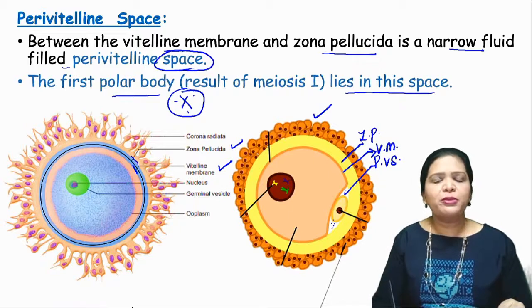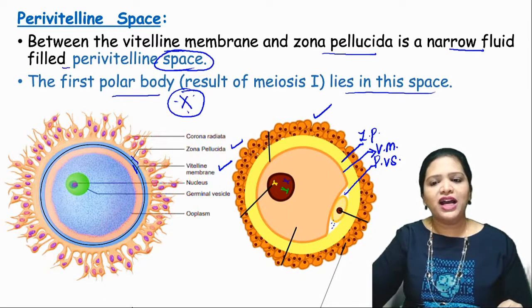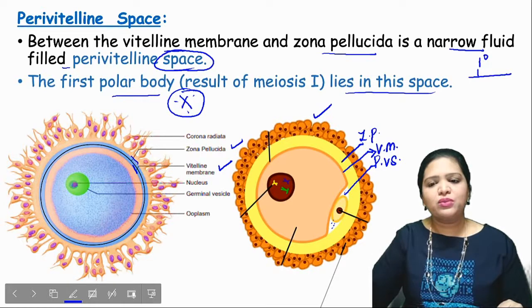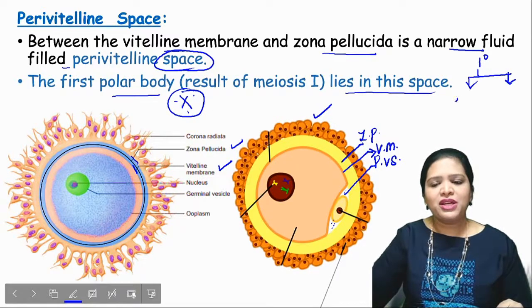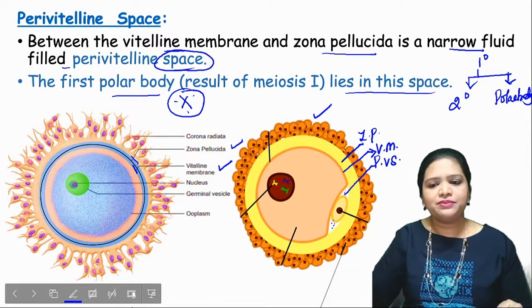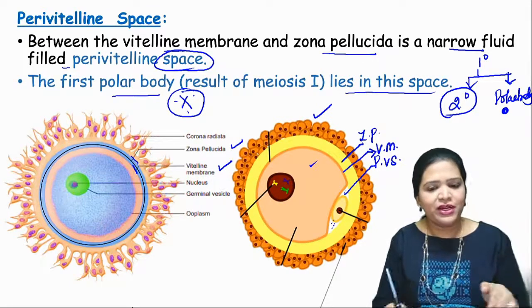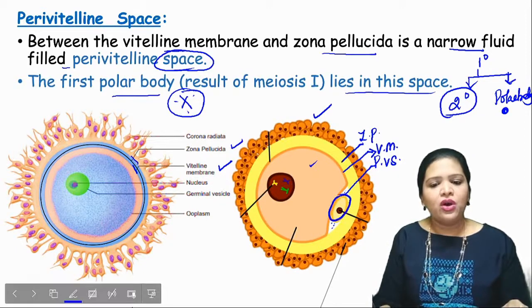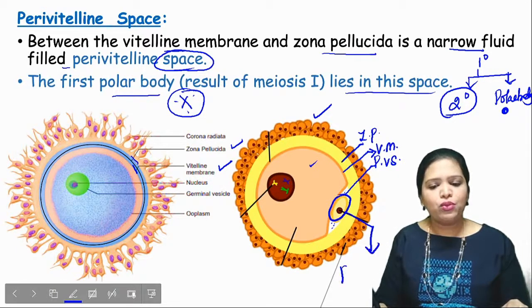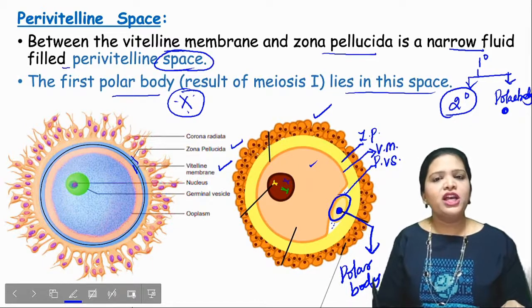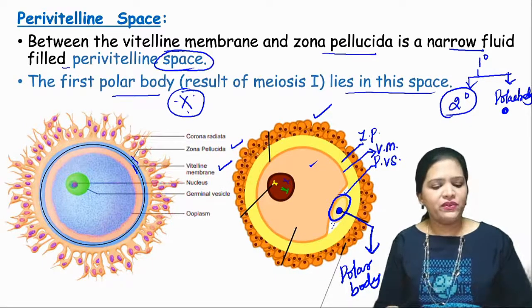So what is this first polar body? When we studied oogenesis, you know that the primary oocyte, after one meiotic division, becomes secondary oocyte and a polar body, right? So one big cell and one small cell. The big cell is this secondary oocyte and the small one is also lying here only, in this region. Okay, so this is the polar body. See here, it also has a nucleus. So this polar body lies in the perivitelline space.